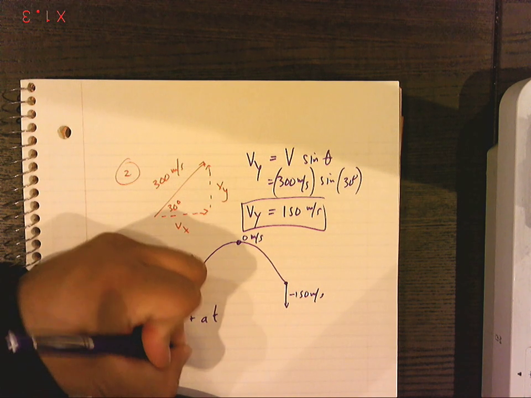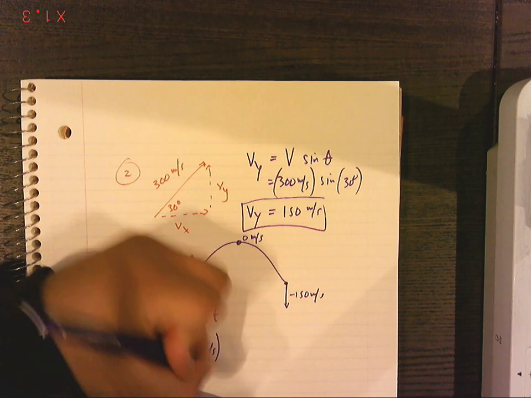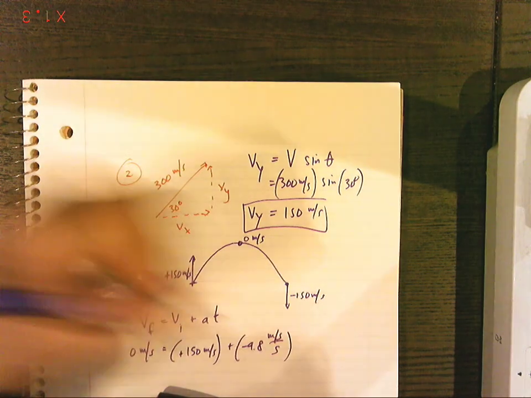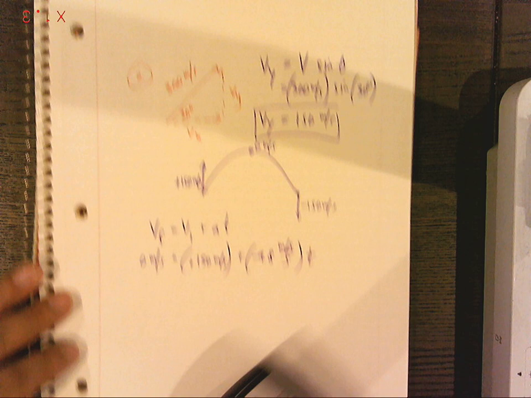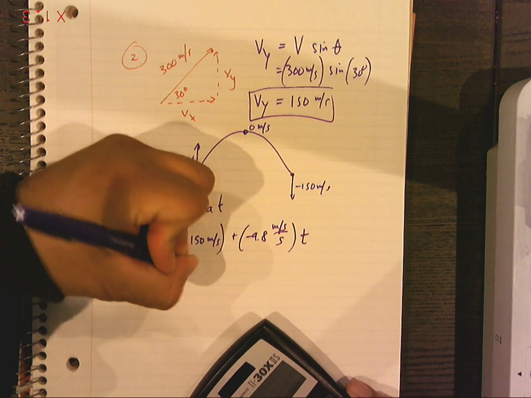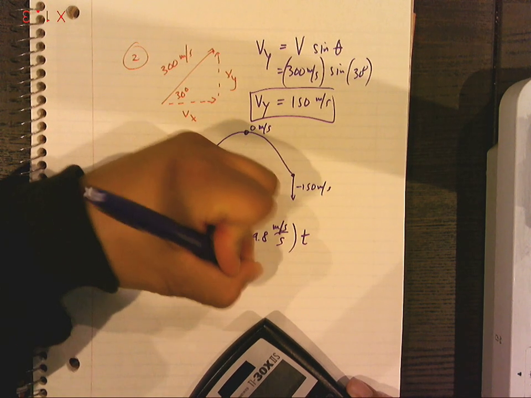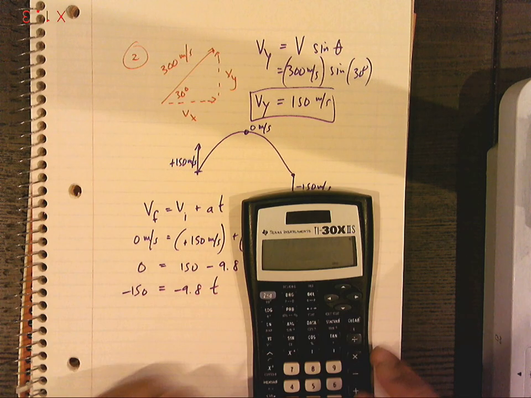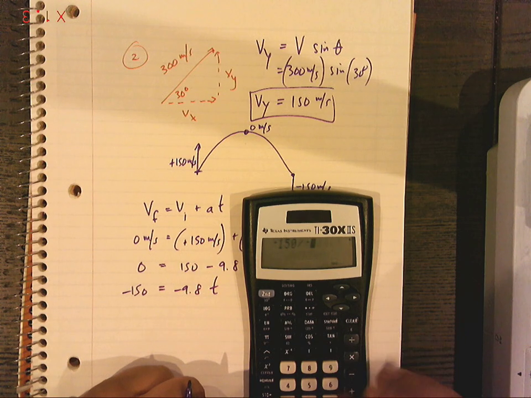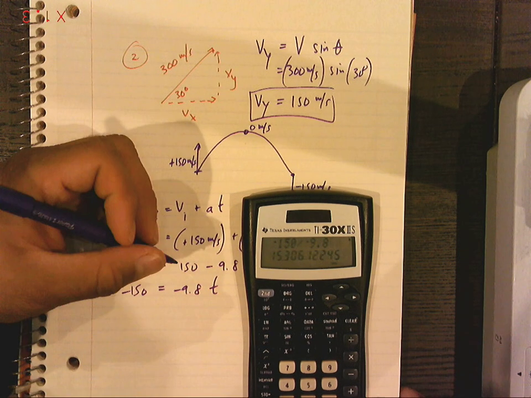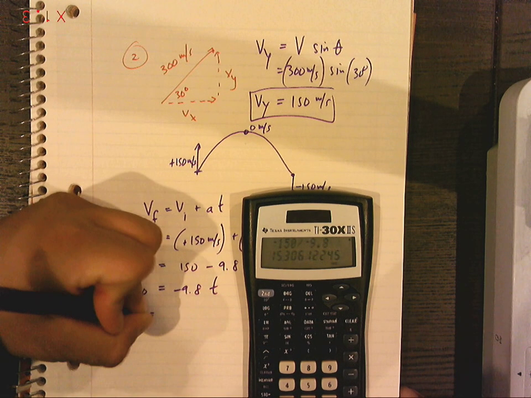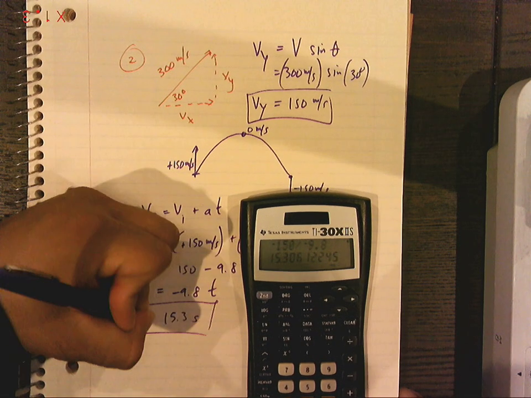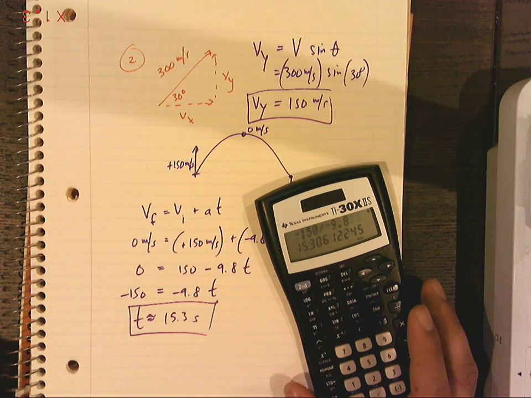Over here, I have a positive 150 meters per second, which was my initial, plus that negative 9.8 meters per second squared times t. And this is the t I want to solve for. So 0 equals 150 minus 9.8 times t. Negative 150 equals a negative 9.8 times t. I do a negative 150 divided by a negative 9.8, and I get my time equal to a positive 15.3 seconds, about, rounded. That's how long it takes to get to the max height.